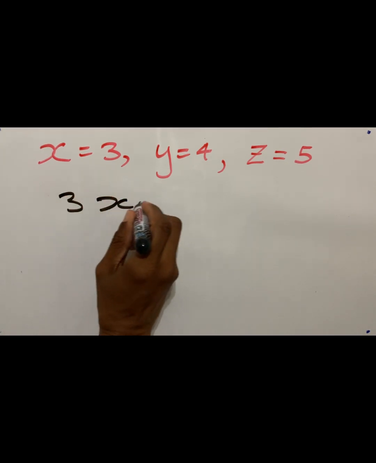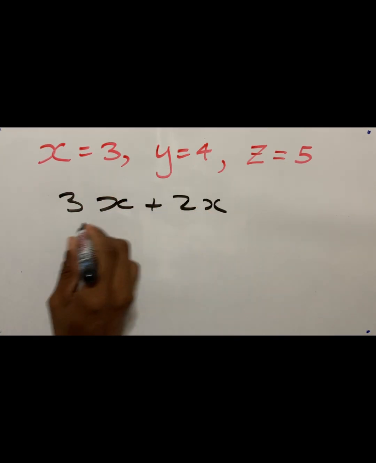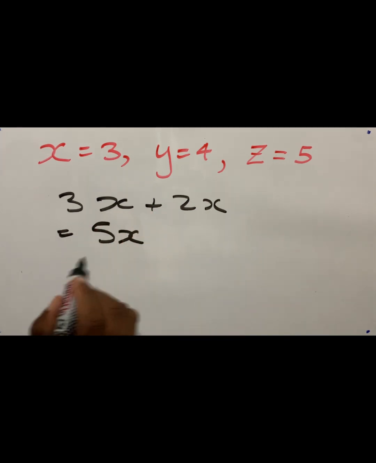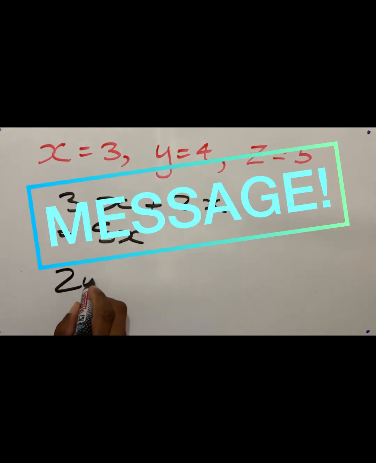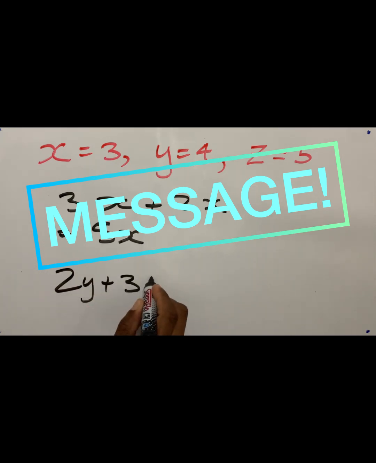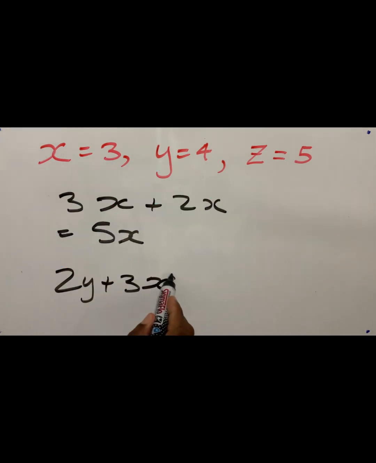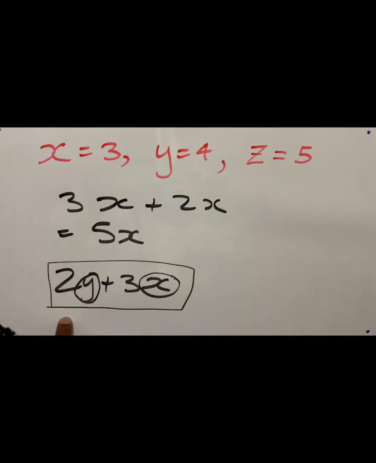Addition of algebraic terms. 3x plus 2x is simply equal to 5x. But if we had 2y plus 3x, these terms are not the same terms. So this cannot be broken down more than how it is right here, which is 2y plus 3x.